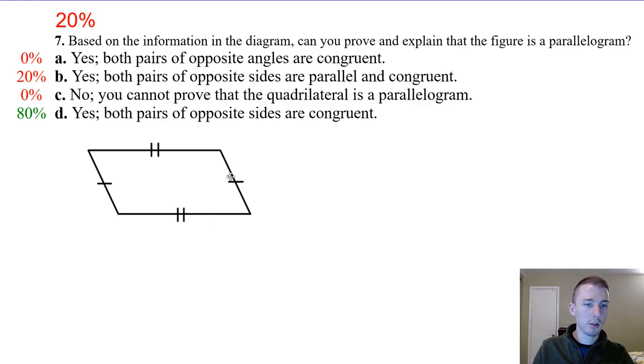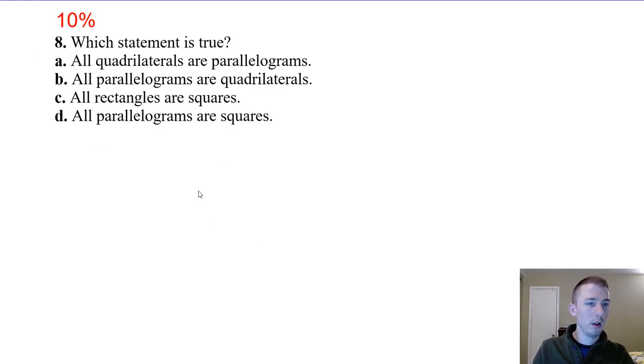Remember, our parallel markings are either going to be little chevrons or little triangles. Number 8, which statement is true? All quadrilaterals are parallelograms. All parallelograms are quadrilaterals. All rectangles are squares, or all parallelograms are squares.